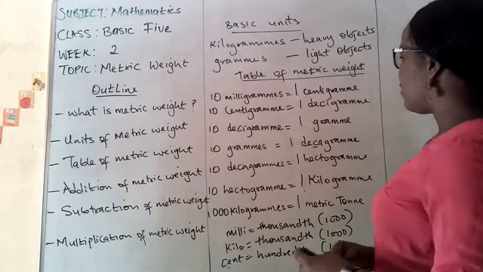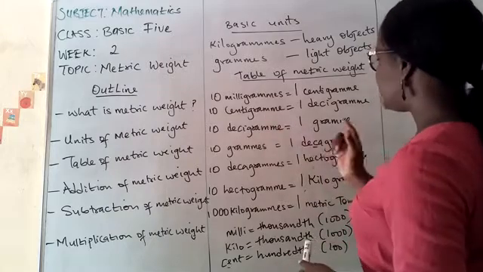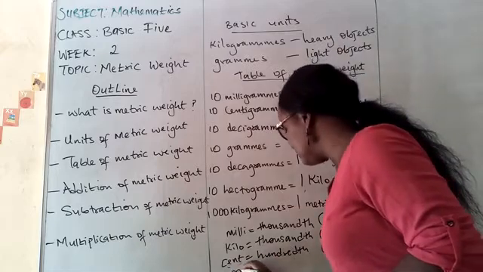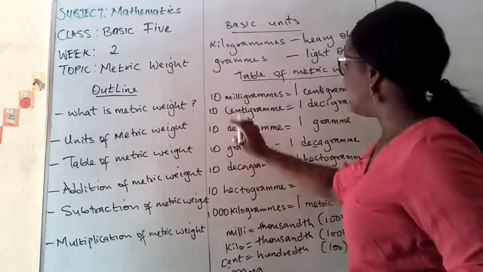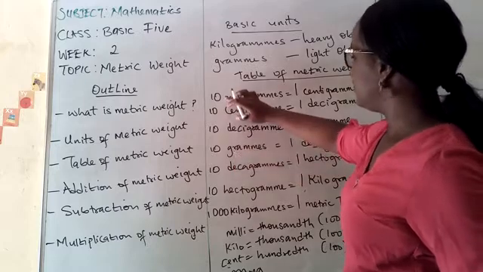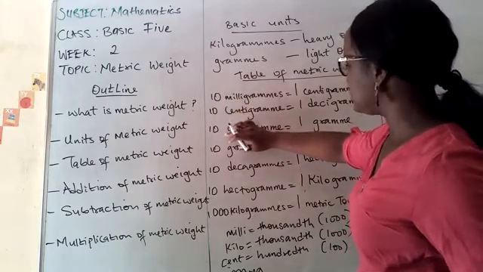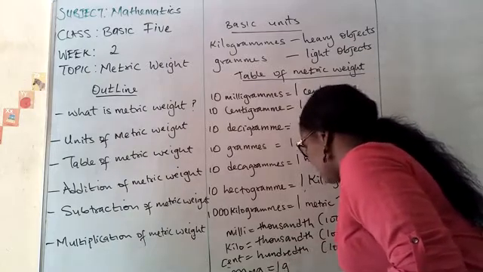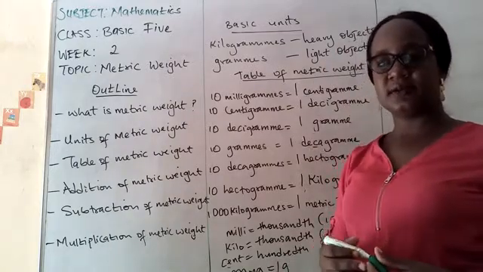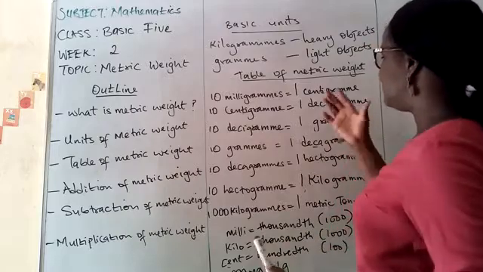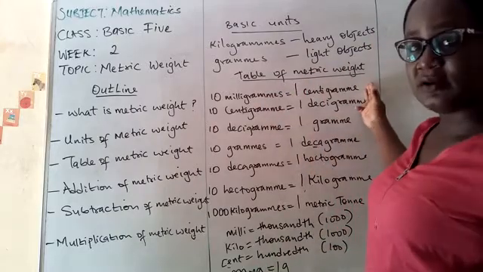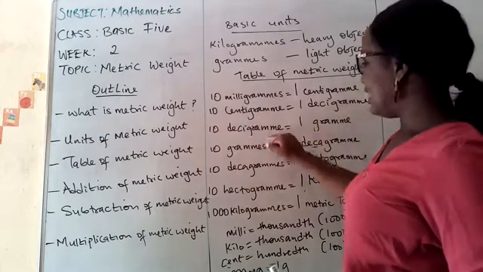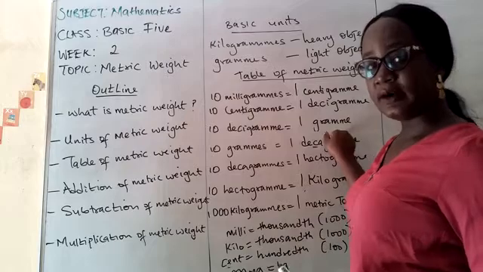So that is why when we have 10 milligram, you also have to note that 1,000 milligram, this is how we got the 1,000, will give you 1 gram. So 1,000 milligram is equivalent to 1 gram. So 10 milligram will give us 1 centigram, right? 10 centigram will give us 1 decigram. 10 decigram will give you 1 gram.